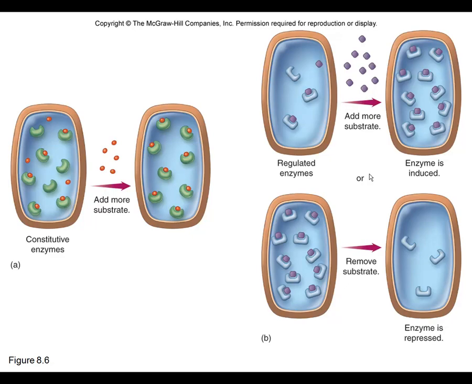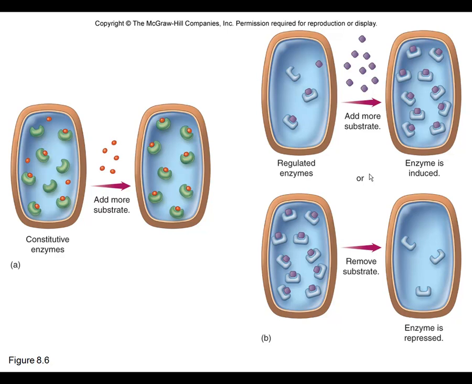So if we look here, you can see with figure A that constitutive enzymes are made at a constant rate. It doesn't matter if we add more substrate or if we take away more substrate. These enzymes are going to be made at a constant rate. Some of the constitutive enzymes that you have in the cell are those that regulate metabolism, like glycolysis, the Krebs cycle, and the electron transport chain. All of those are going to be required all of the time. So those are never going to be turned off or turned on.